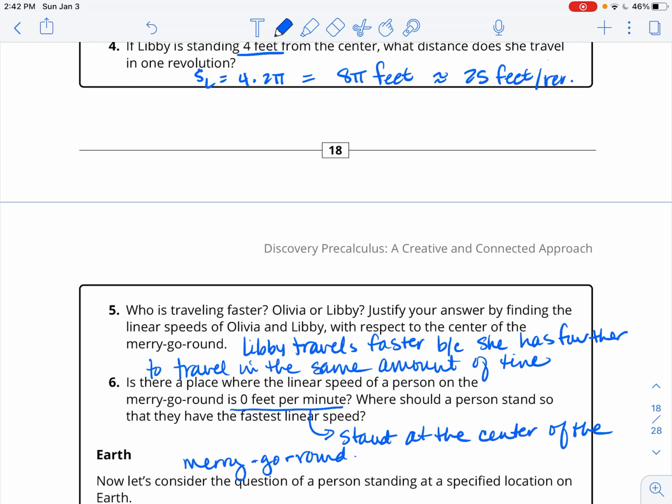And where should a person stand so they have the fastest linear speed? Well, I would be holding on to the very edge or the circumference of the merry-go-round. So to answer this question, where should a person stand? On the circumference of the merry-go-round.